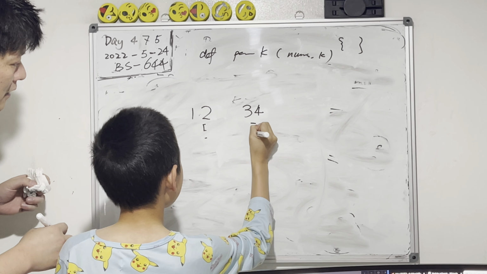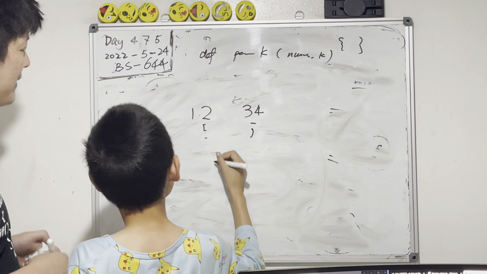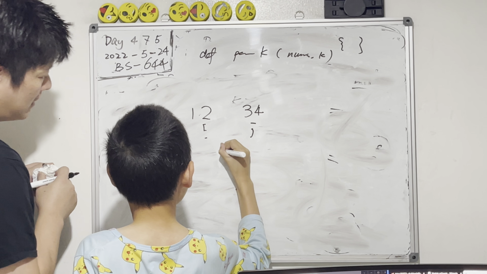Wow. There we go. What's this? Half of 5. I see. Okay, come on. See?